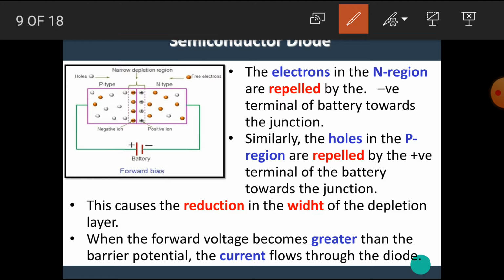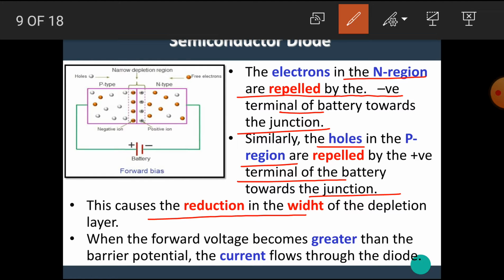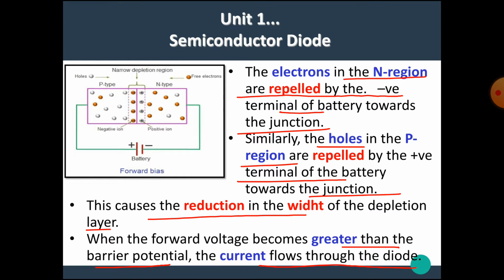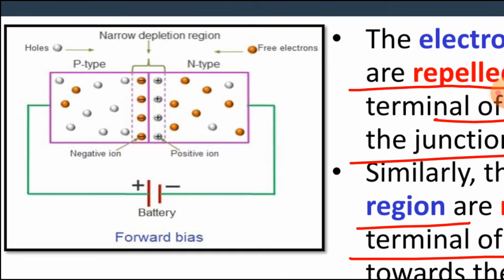The electrons in the N region are repelled by the negative terminal of the battery towards the junction. Similarly, the holes in the P region are repelled by the positive terminal of the battery towards the junction. This causes the reduction in the width of the depletion layer. When the forward voltage becomes greater than the barrier potential, the current flows through the diode. Now let's see this on a diagram.